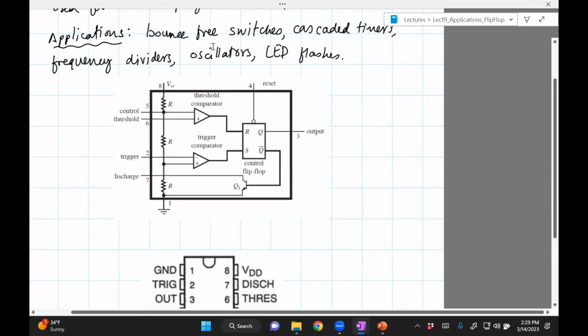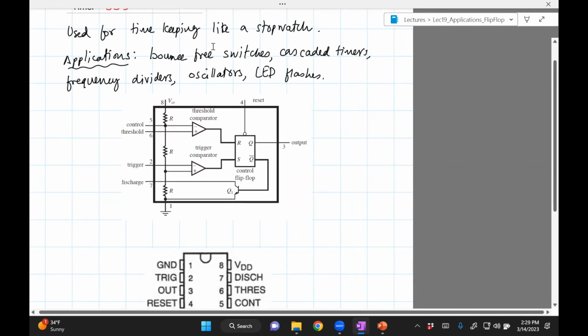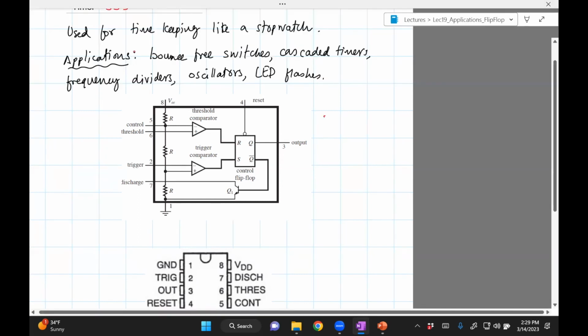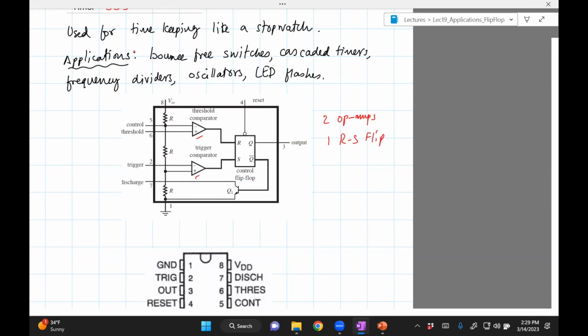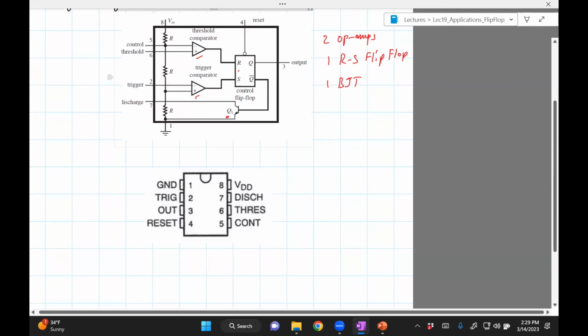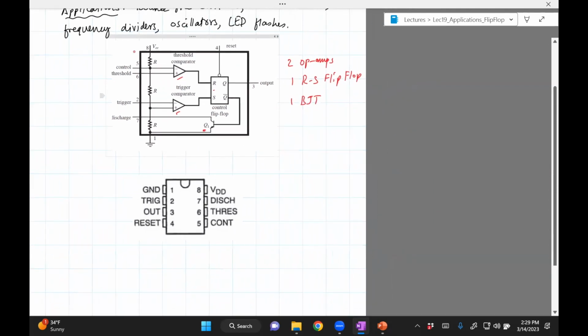Okay, so what's inside a 555 timer? As you can see here in the figure, there are two op-amps. Okay, there is one RS flip-flop, which is here, and then there is one BJT, or a bipolar junction transistor, right here. Okay, you've probably seen the pinout for a 555 IC. You use it in the lab, so you probably have seen it.